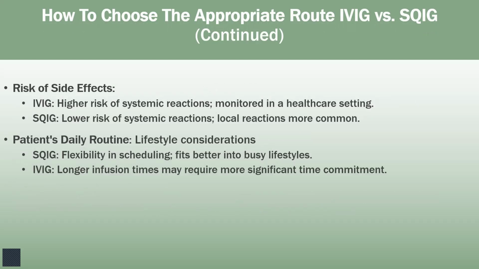And then the risk for side effects. Think about your patient. Are they high risk? Do they need to be monitored in a healthcare setting? Do they have kidney issues, heart issues, prone to anaphylaxis or other things? Subcutaneous, they are lower risk of systemic reactions. So maybe your patient with kidney injury, any kind of renal problems, subcutaneous may be the better option for that patient.